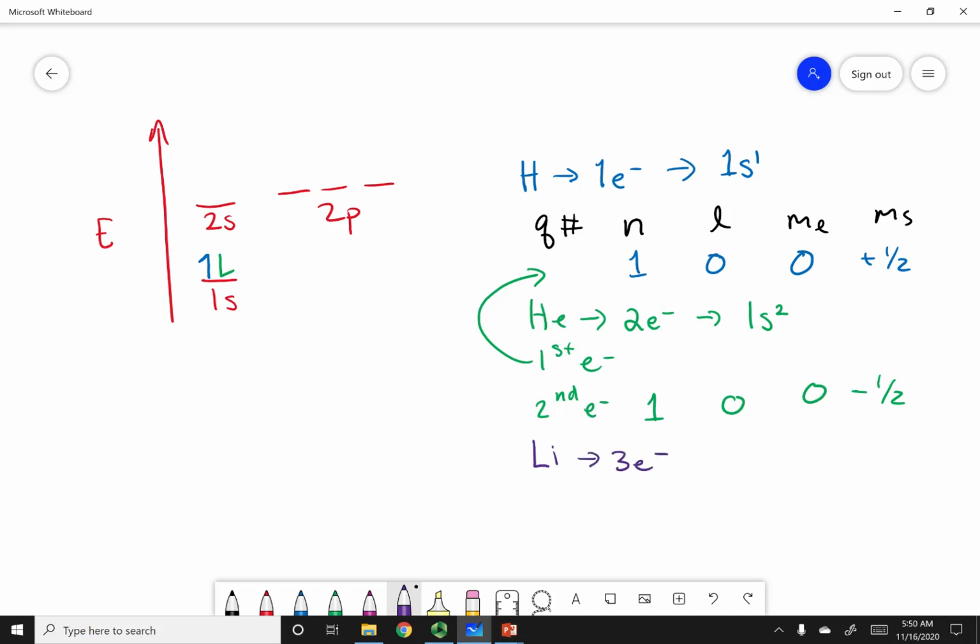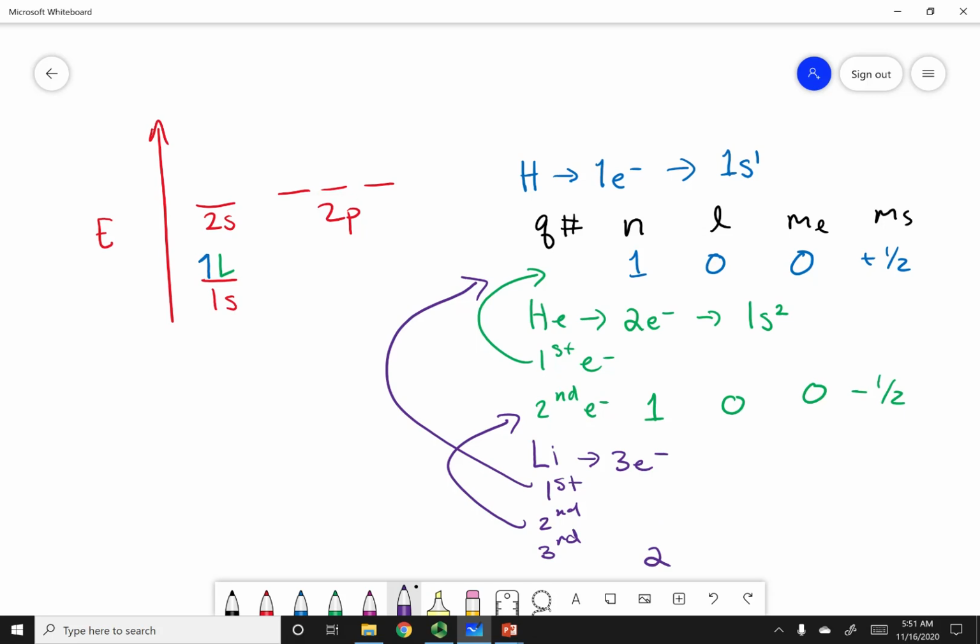Lithium has 3 electrons. What you can see is that the first electron is just like the hydrogen. The second electron is just like the helium, but now I have a third electron. The third electron, you will notice, I can't put in that 1s orbital, because if I try to do it, I'll have 1, 0, 0. I can't have plus 1/2. I can't have minus 1/2. So that means the third electron has to go into n equals 2, or the second electronic shell.